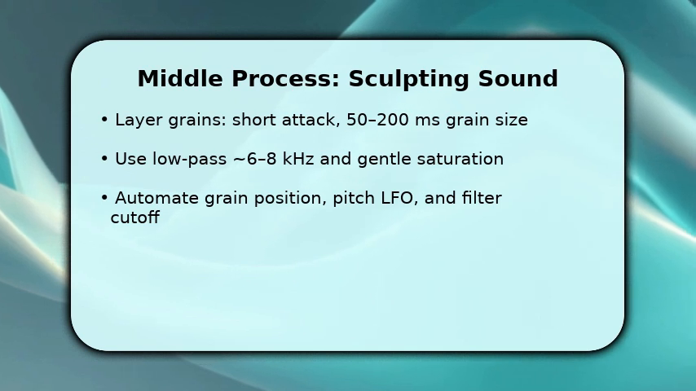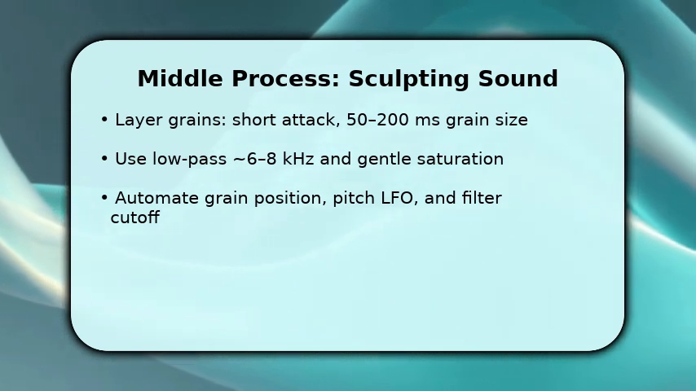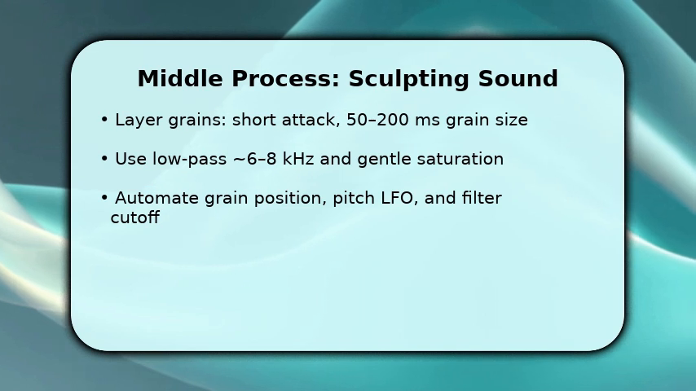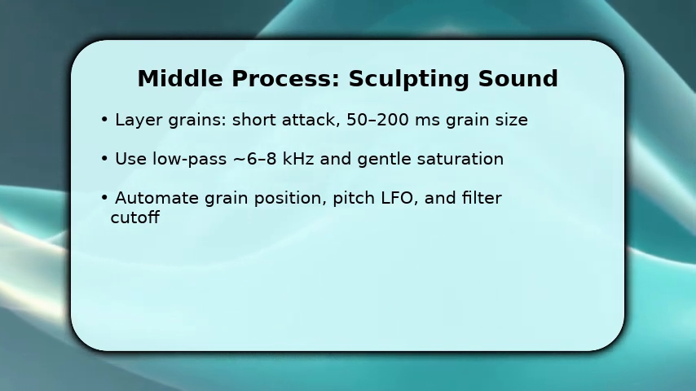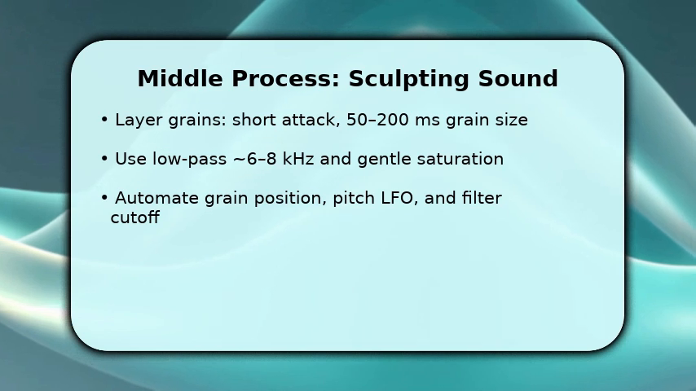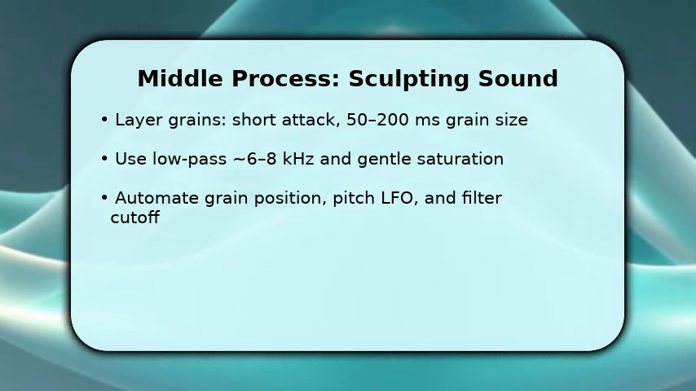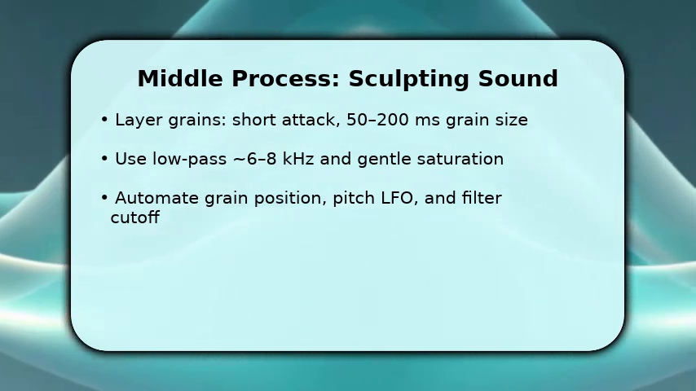Use an LFO on pitch and automate grain position to introduce micro-variations. You want rhythmic irregularity, not noise. Once these moves are in place, bounce a loop and listen critically for pocket and swing adjustments.